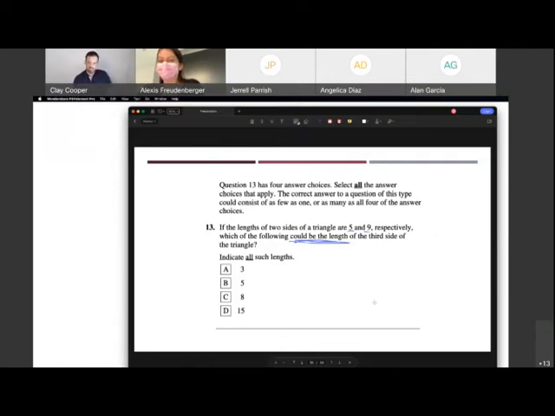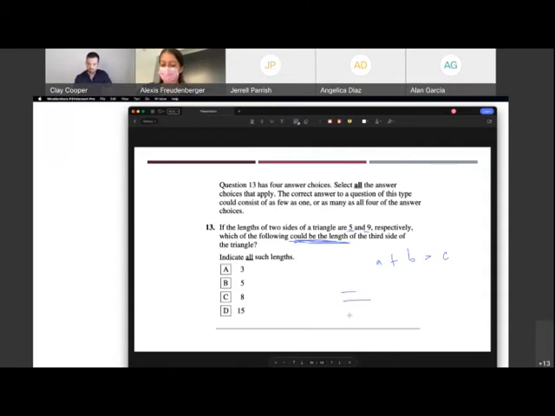I love it. Cool. So yeah, it's the triangle inequality theorem. The triangle inequality theorem tells me that if I have three sides of a triangle, A, B, and C, the length of any two of those sides added together must be greater than the length of the third. In other words, here's the simplest way to think about it. Let me show you visually.